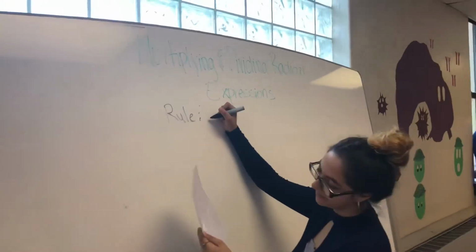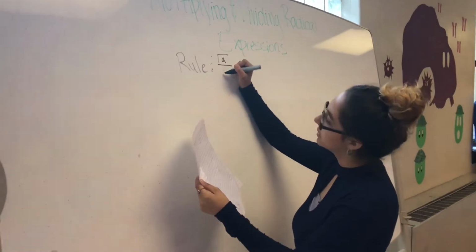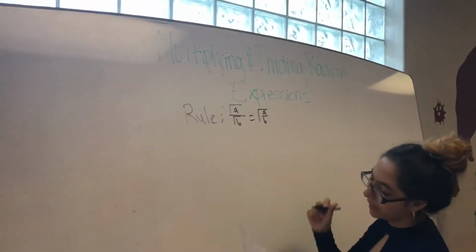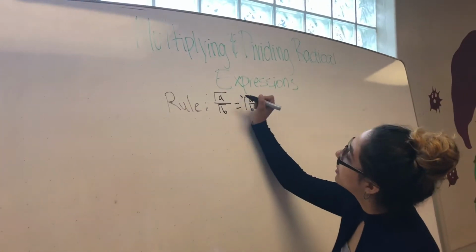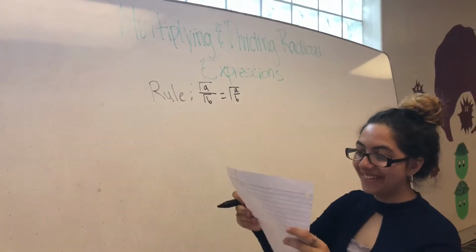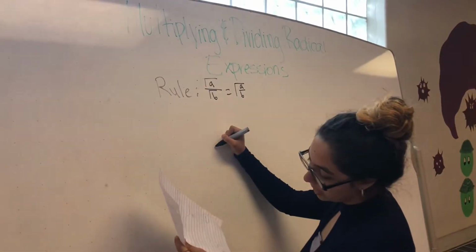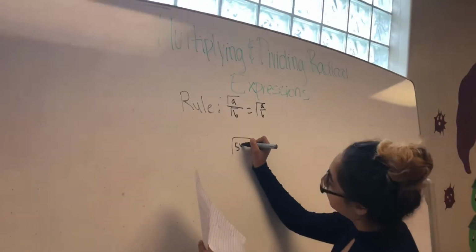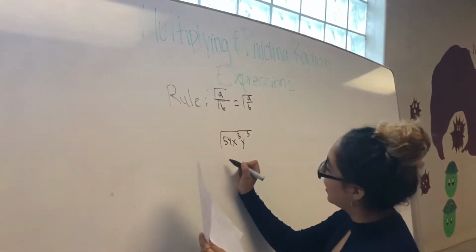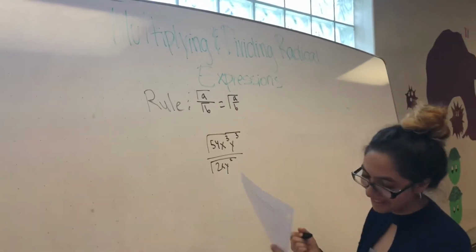For the rule for division, it's the square root of a divided by the square root of b equals the square root of a divided by b. And the same thing if it was cubed, then you would just put cube root there. For division, you subtract the exponents. So the problem is the square root of 54x cubed y divided by the square root of 2x y squared.